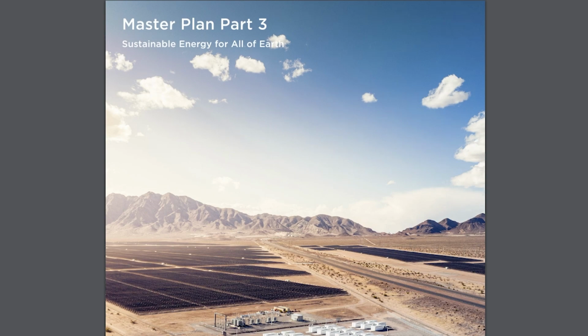So, master plan part 3: sustainable energy for all of Earth. What Tesla has done here is basically run the numbers and calculate that this is feasible. They've looked at the current costs of the fossil fuel energy environment and at the cost of what it would take to switch to a completely sustainable energy economy.